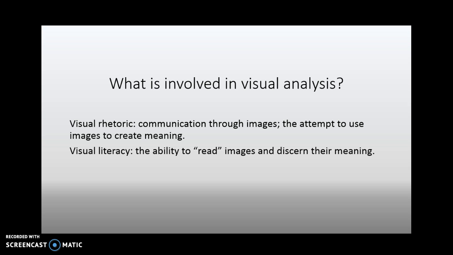There are two terms that I want to talk about, visual rhetoric and visual literacy. And visual rhetoric is communication through images. It's the attempt to use images to create meaning. So anytime someone is trying to communicate through images, that's visual rhetoric, and the choices they make are part of that visual rhetoric. For example, even something like putting together a family photo album to show the happiness the family shared can be a work of visual rhetoric.